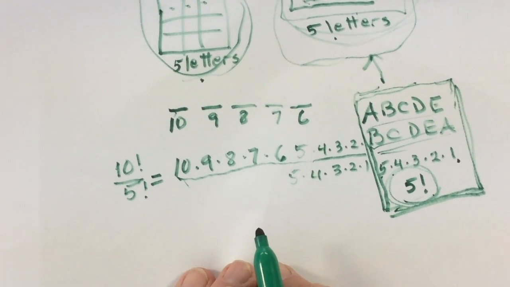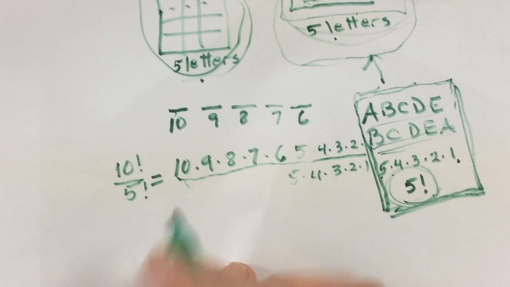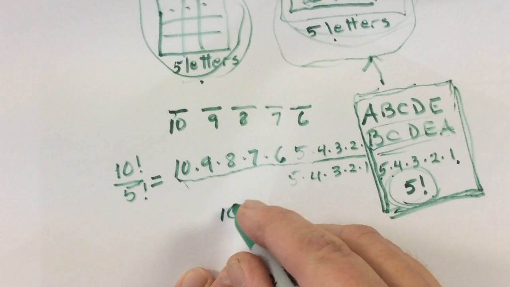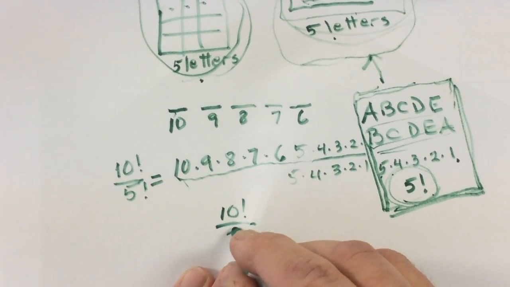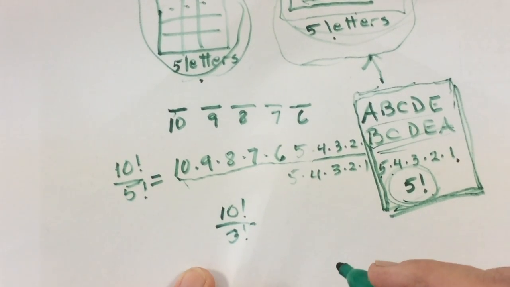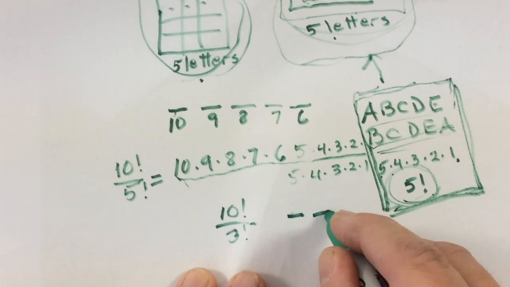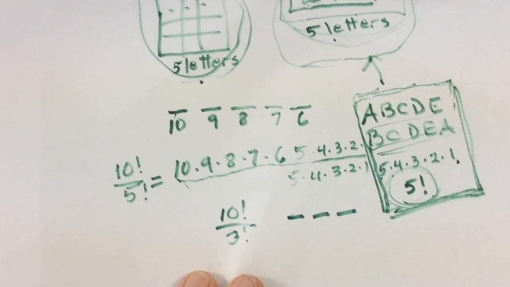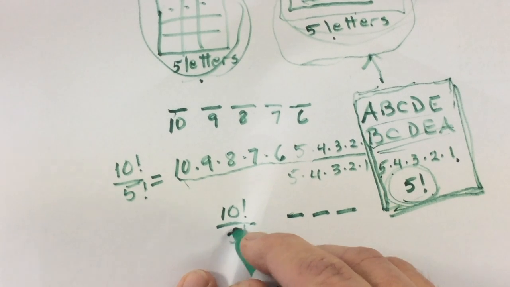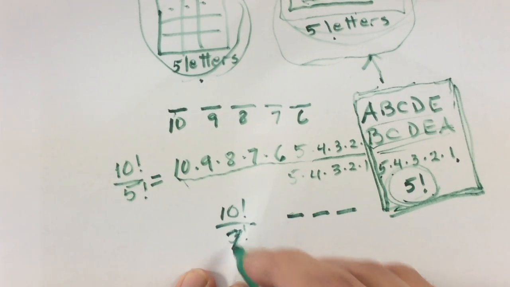What numbers would I use if I were working with just 3 letters out of the 10? Why 5 factorial? 10 factorial over 3 factorial? Like that? And that would be how many different ways I could make a word with 3 letters in it? Okay. Can you give me some sense of how you got that?